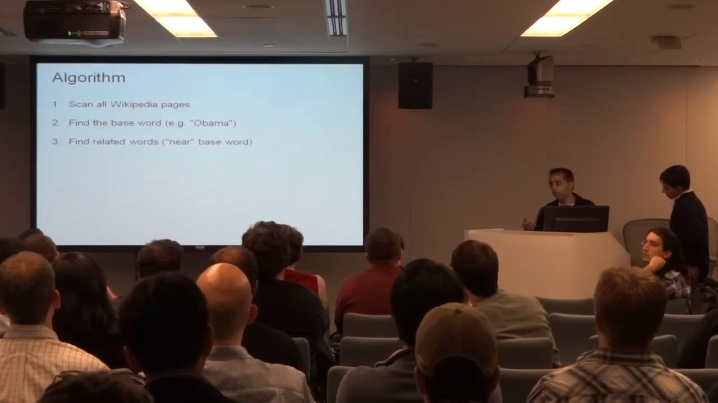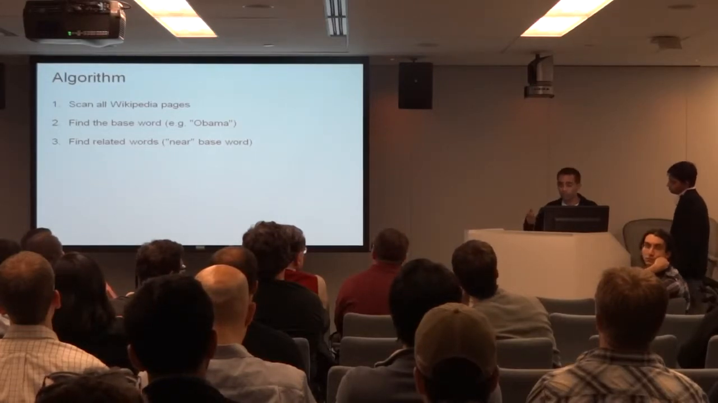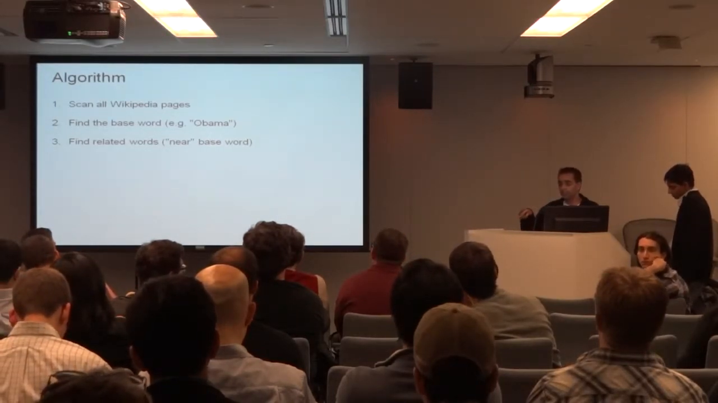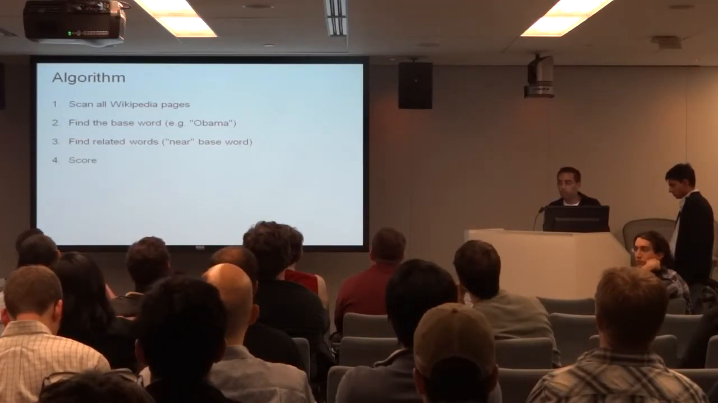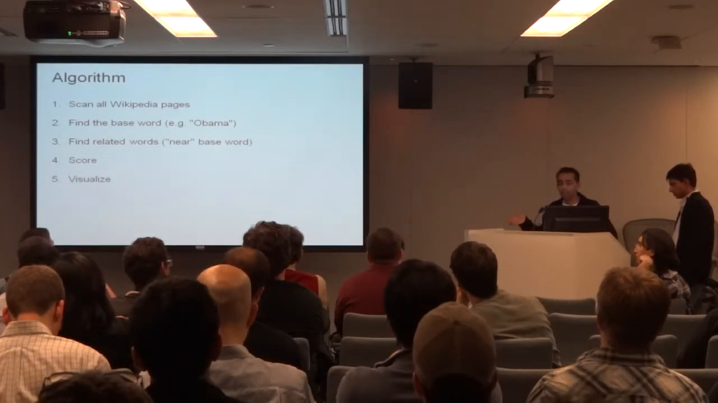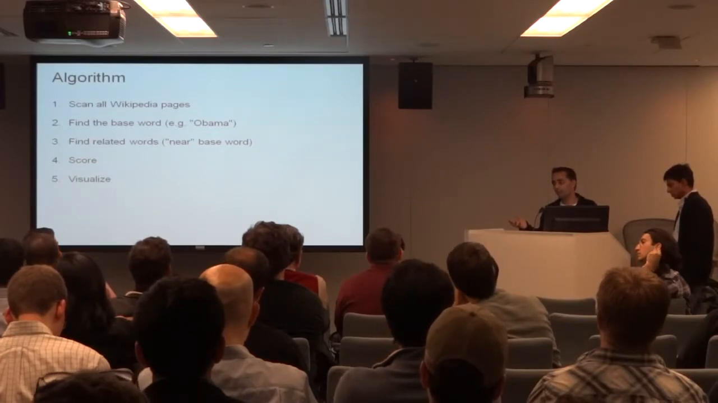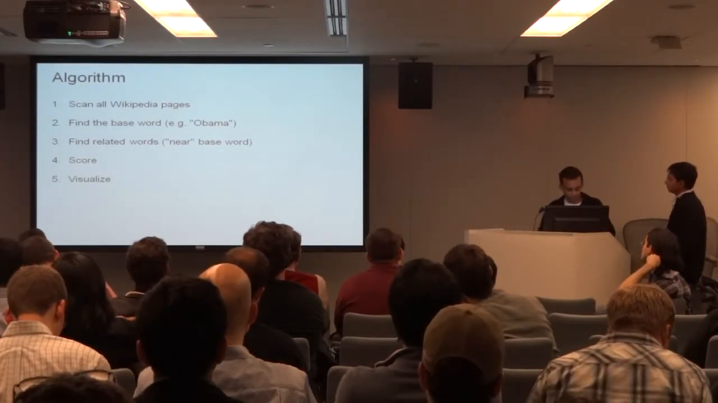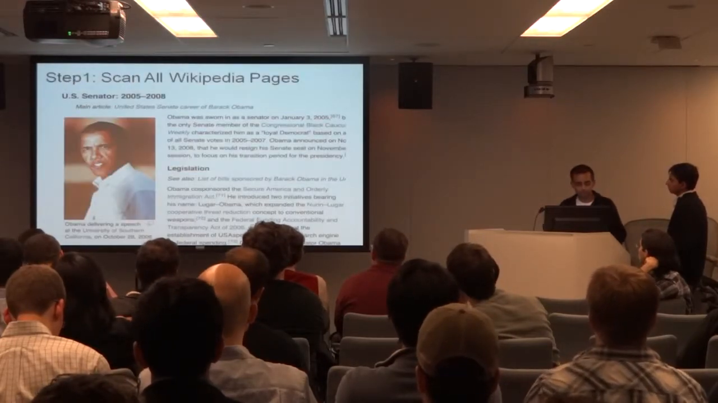If we do find the base word in the page, then we look for all related words which are close to the base word. And I'll go into a little bit more detail later. Then we score those related words. And at the end, we pick the ones with the highest score, because you don't want to show 300 million words to the user in a page. So we pick the top 50 words and show them as a tag cloud.